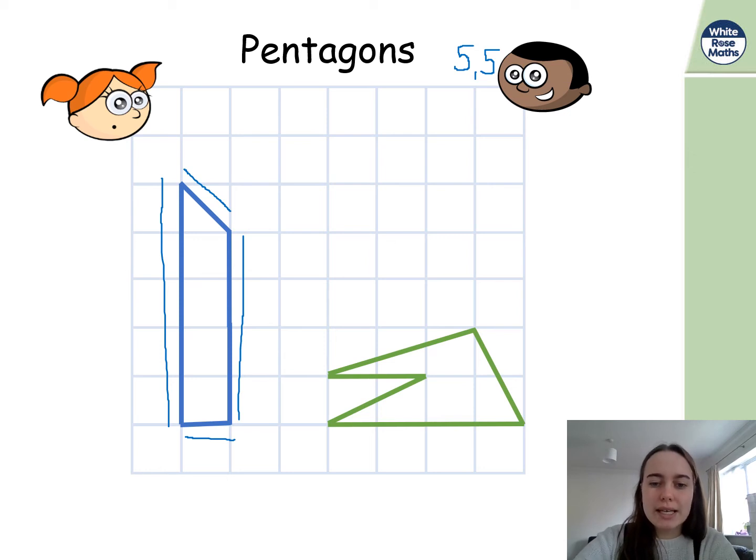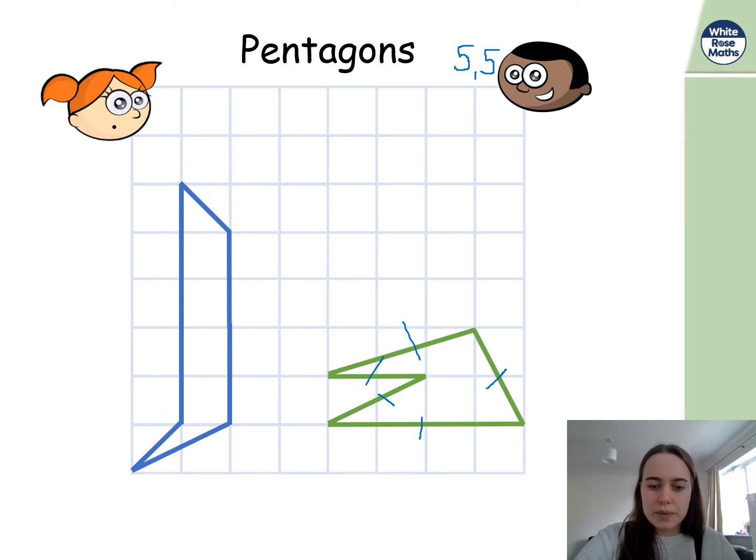So we've got 1, 2, 3, 4, 5. That one is a pentagon because look, it's got 1, 2, 3, 4, 5 sides. There you go, it's going to change that one over there, hopefully. So there you go, let me get rid of this pen and we can count them up this time. It's now got 1, 2, 3, 4, 5 sides on the pentagon.